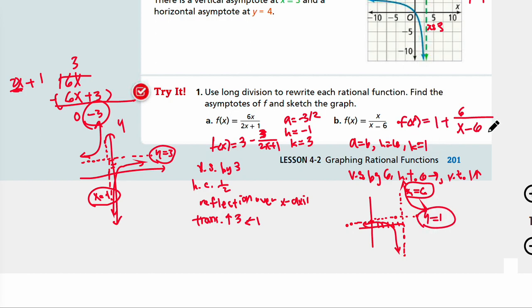And that should be our function in a rewritten format. So check your answers, see if you got it right, and good job if you got it. We'll continue with the next example in the next video.